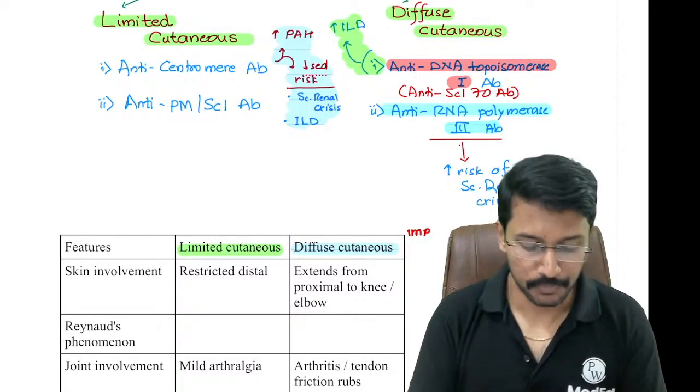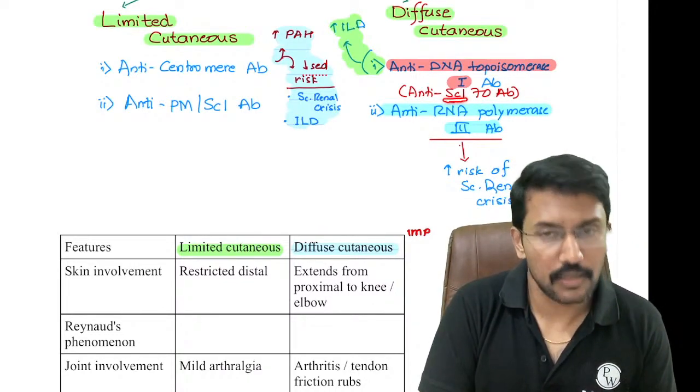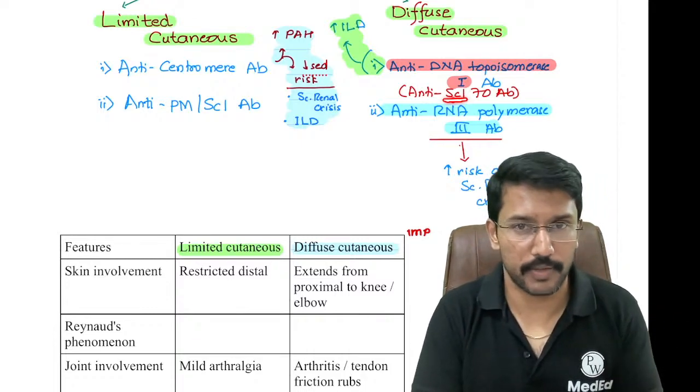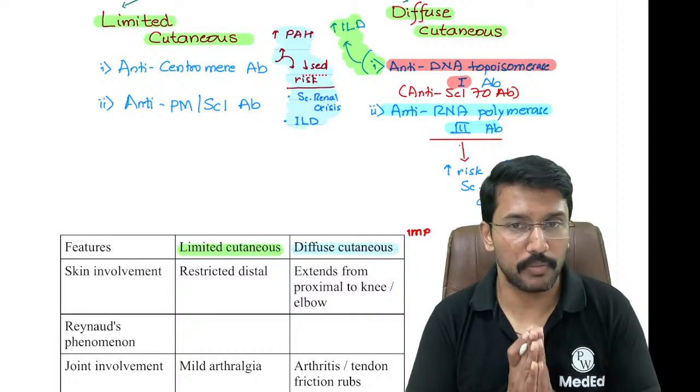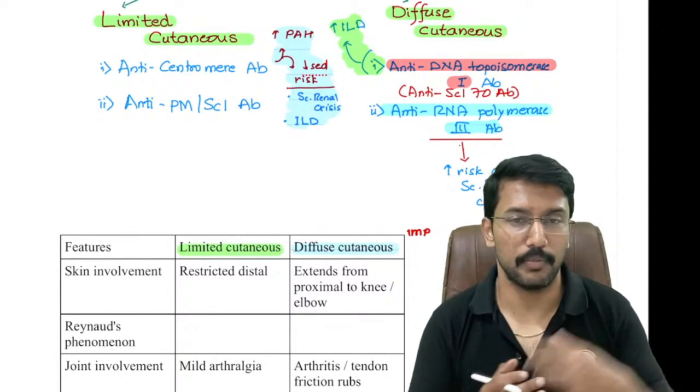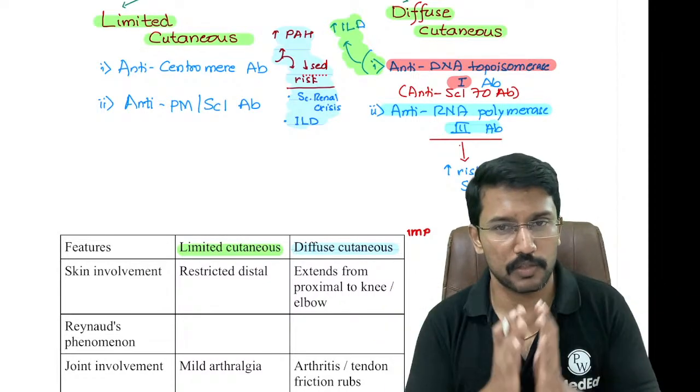I will try to summarize it. When you say SCL, the SCL word refers to scleroderma. So it is an anti-Scleroderma 70 antibody. How to remember? Because in the exam, obviously it will create a confusion. Limited cutaneous में कौन सा, diffuse cutaneous में कौन सा, right?